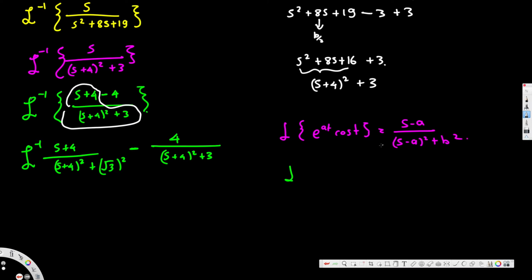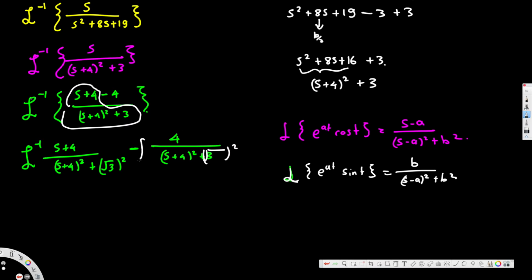There's another formula for sine. Laplace of e power at sin bt is basically b over s minus a square plus b square. Here we have to have b in the numerator. b is square root of 3. Here we have square root of 3 square as a factor, because 3 can be written as square root of 3 square. So b is square root of 3, and that's what we have to have in the numerator.